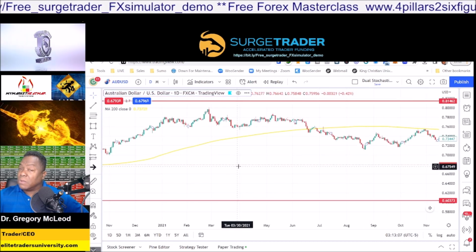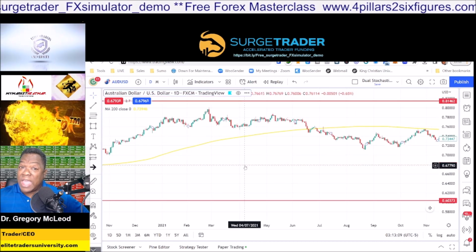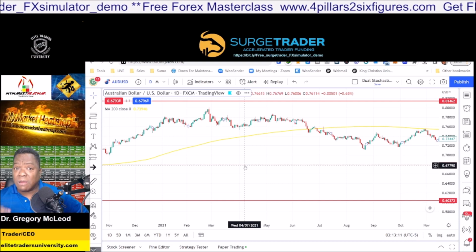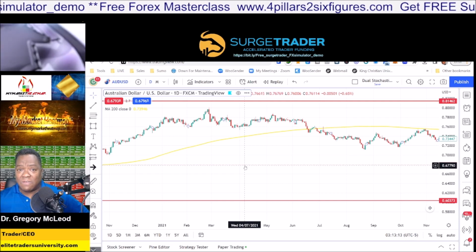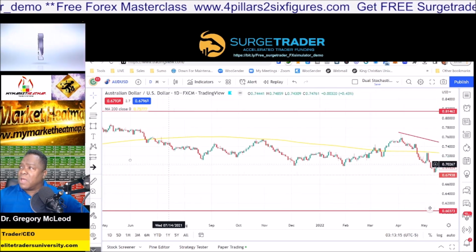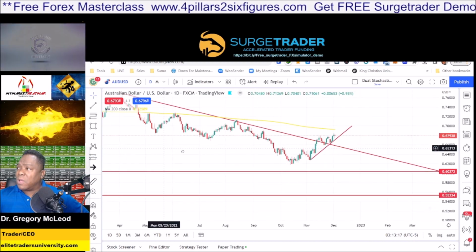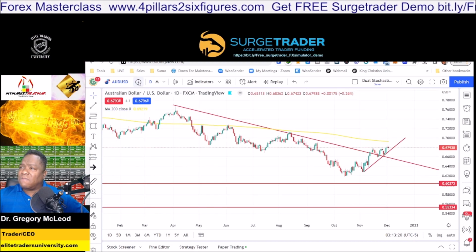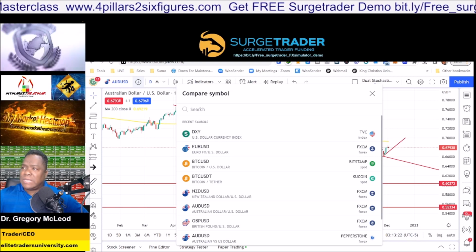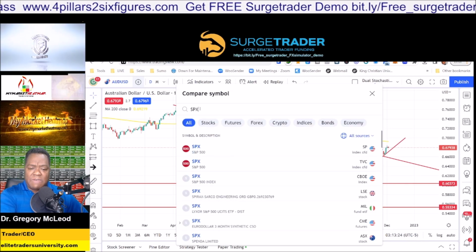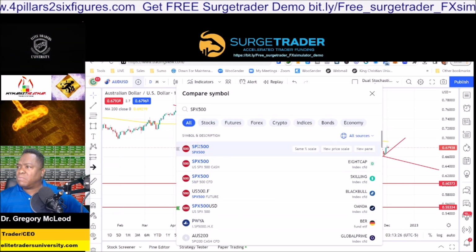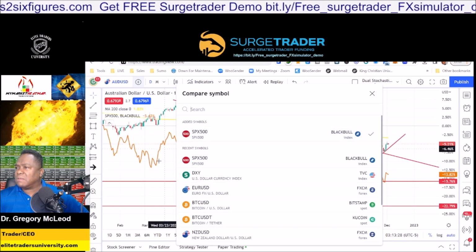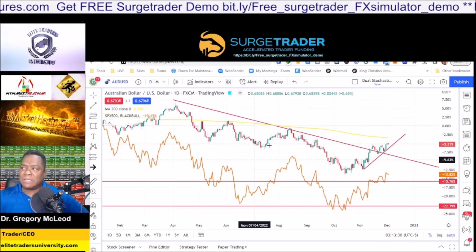So just think, if we trade US dollars for S&P 500, then our indices should be up. S&P 500 and NASDAQ should be up as well. Australian dollar tracks very closely the S&P 500. If you want to see, here's SPX 500, and I can put that on there. And then we can see that they basically track each other.